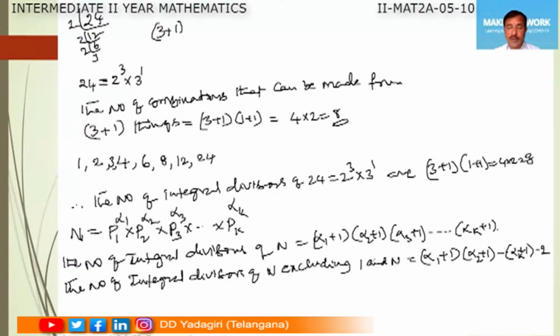The combination formed by taking nothing and the combination formed by taking everything are trivial divisors. These are called trivial divisors. So excluding these trivial divisors, the number of non-trivial divisors of this integral n is equal to alpha 1 plus 1 into alpha 2 plus 1 and so on alpha k plus 1 minus 2. So this is the formula here. It is derived, right?